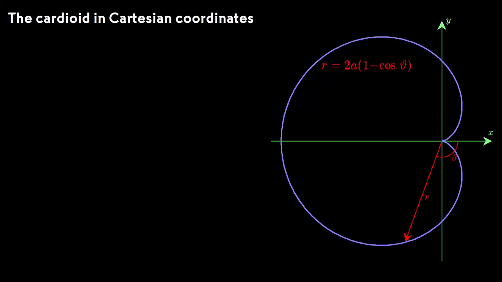Remember that the formula for a cardioid in polar coordinates is r equals 2a times the quantity 1 minus cos theta. And remember the basic trigonometry of polar coordinates. If you substitute first r and then x into this polar formula, you'll get an implicit formula in Cartesian coordinates. I'll run through this one on algebra autopilot.